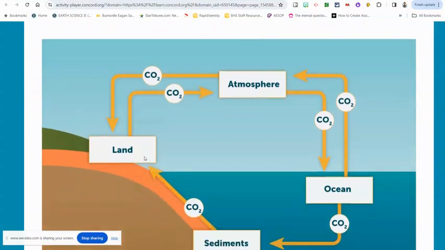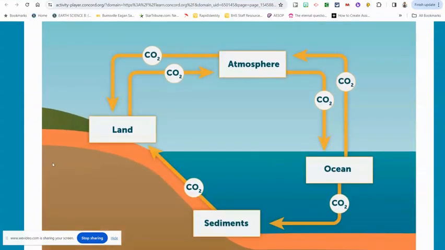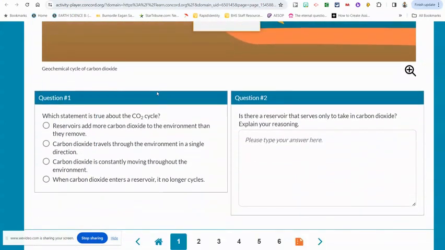So let's take a look at the flow chart. Let's take a look at the labeled rectangles first. We have the atmosphere, the ocean, sediments, and land. And what this is showing is how carbon dioxide can move between these areas. From land, it can move into the atmosphere. From the atmosphere, it can move into the ocean. And from the ocean, it can move back into sediments, which is part of the land. And it can go the other direction as well.